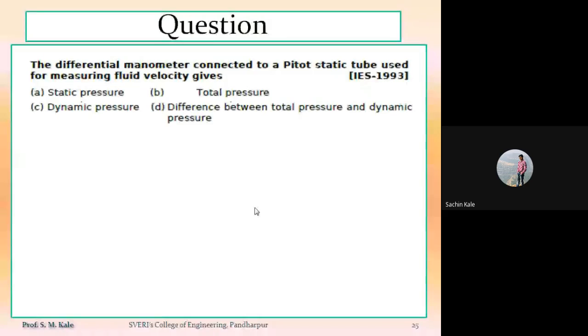So there are three applications of Bernoulli's theorem. First one is the venturimeter, second one is the orifice meter, and third one is the pitot tube. Out of that, venturimeter and orifice meter are used for measuring the discharge, and pitot tube is used for measuring the velocity. Here no calculation is there, so you have to give the answer after reading the question.